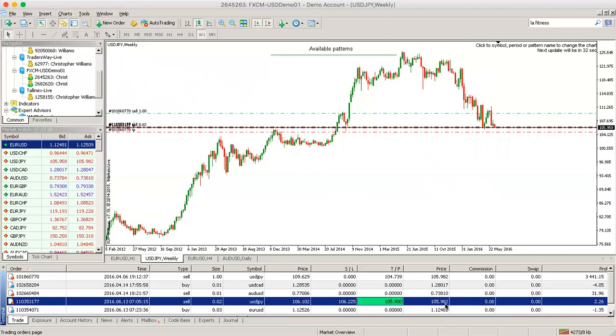Right as we're talking about it, it's going pretty fast. So right now, on the 2 cent lot that I put in, I'm already up $2.50. So you're already in profit. You can do this on your live account too.